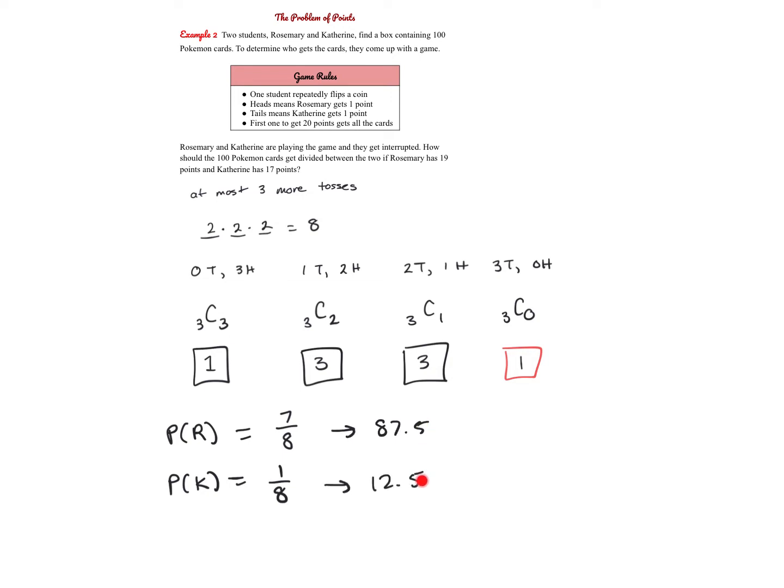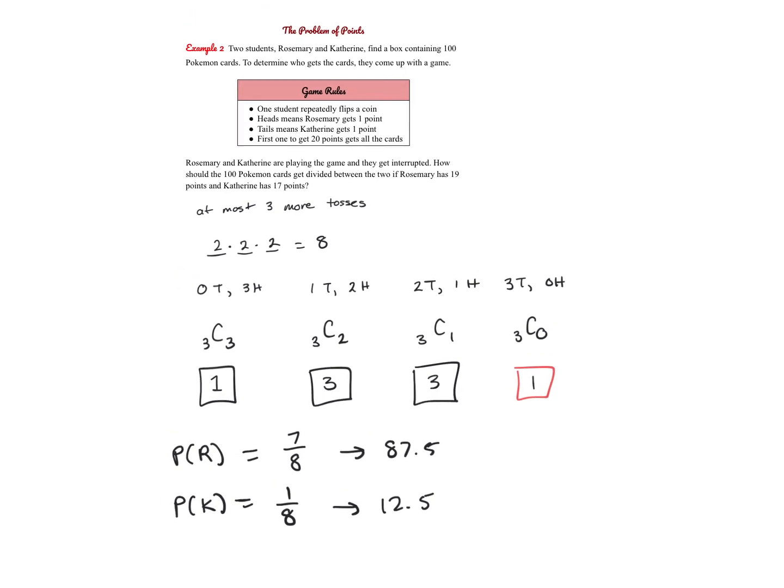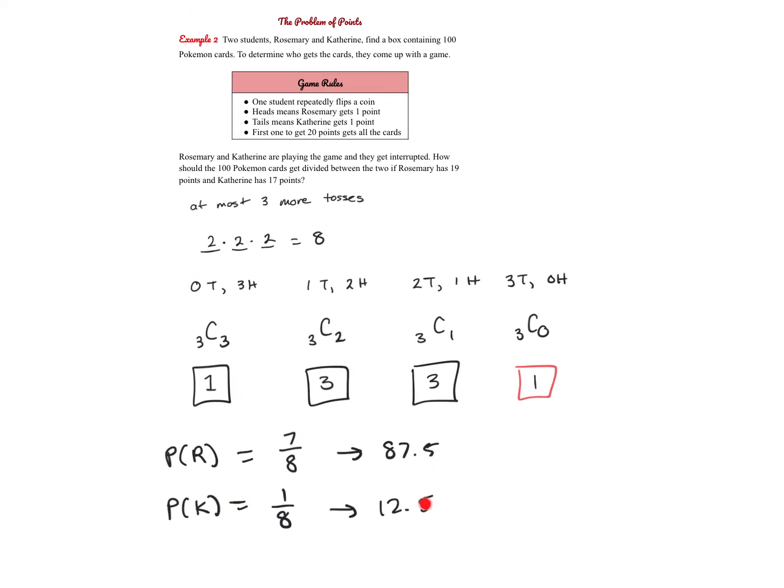So of course we don't really want to cut a card in half because that would essentially make the card not valuable anymore. So maybe we give Rosemary 87, we give Catherine 12, and then maybe for that last card they do something fair, so maybe they flip a coin again to help them decide who gets that last card, because again, with a coin flip there's a 50-50 chance, the probability that either of them wins is the same. So that would be a fair way to decide who gets that last card. So we'll say here's Rosemary, here's Catherine, and we'll say coin flip for last card.